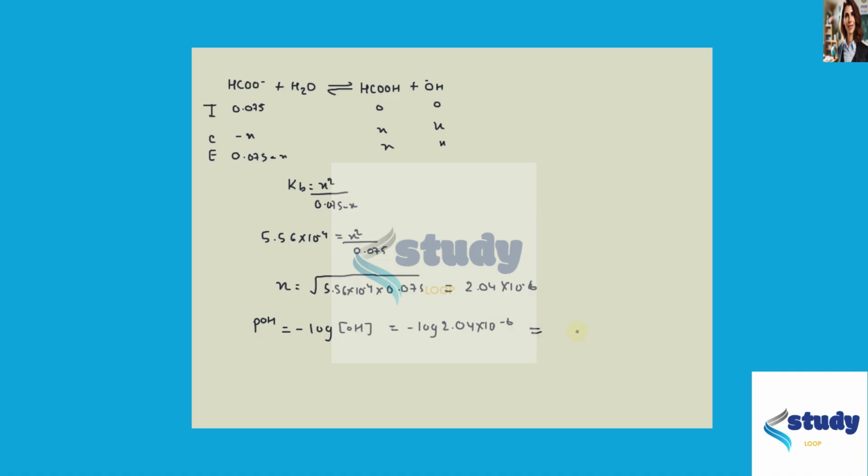That would be equal to 6. So from here we can find out the pH, that would be equal to 14 minus pOH. So it is 14 minus 6. We'll get the pH of this reaction, that is equal to 8. So this is our answer.